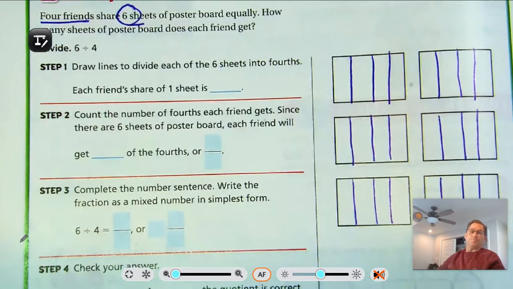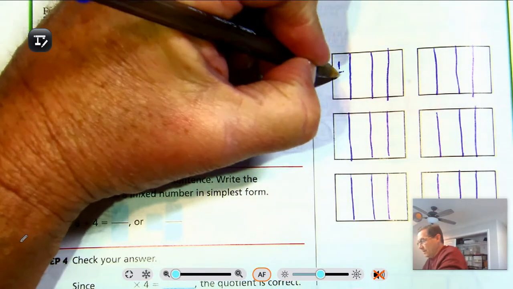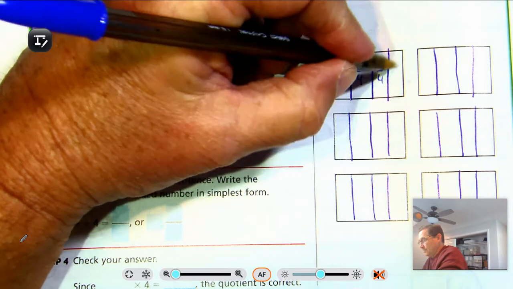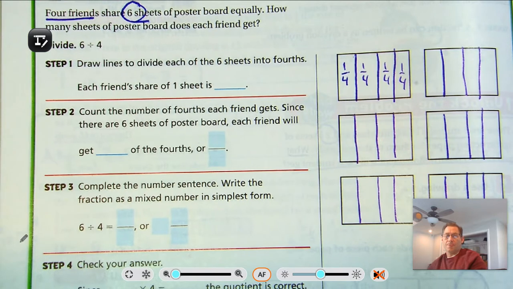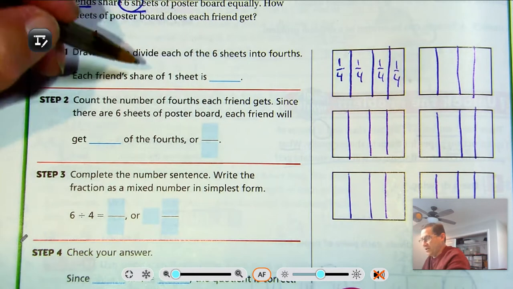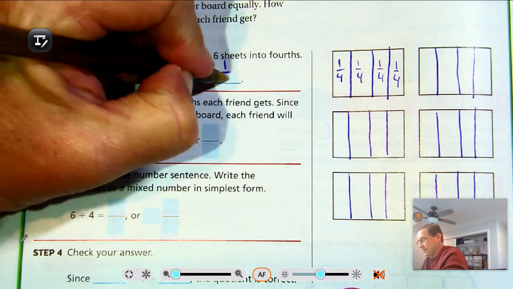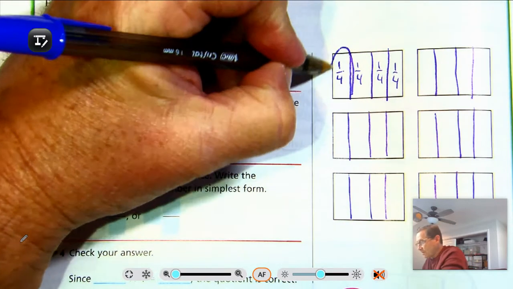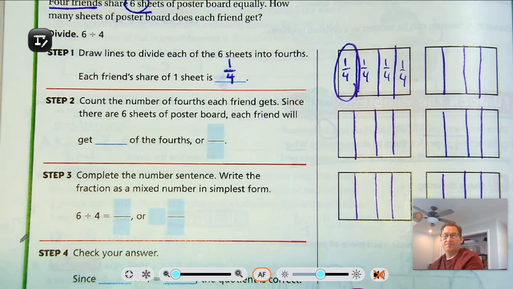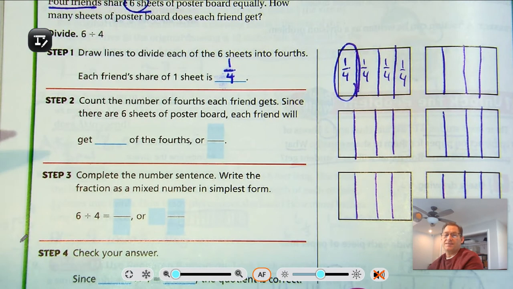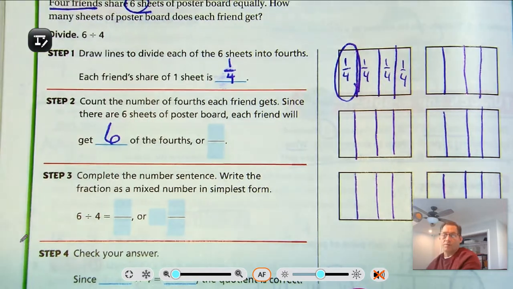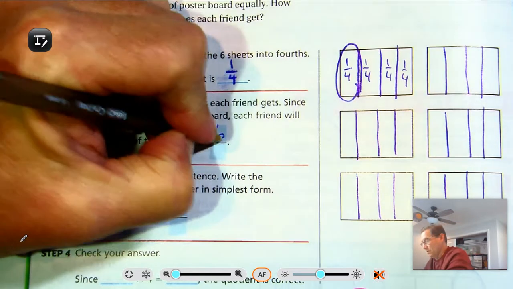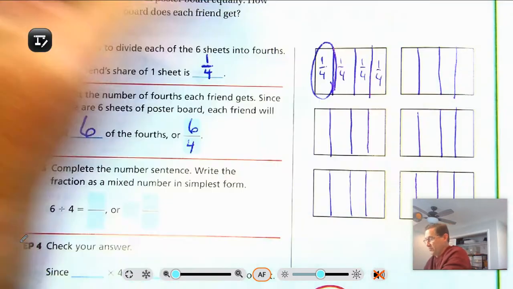All right. So each of the poster boards has been broken into 4 equal pieces. So each friend's share of 1 sheet is 1/4. I'm going to circle 1 to represent 1 of the friends. Now we're going to count the number of fourths each friend gets. And since there are 6 sheets of poster board, each friend will get 6 of the fourths, or 6 1/4. So let's prove that.